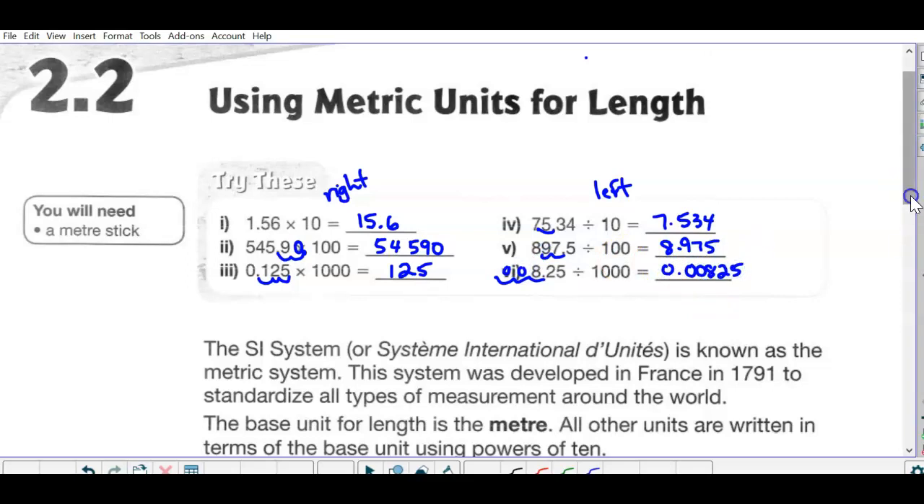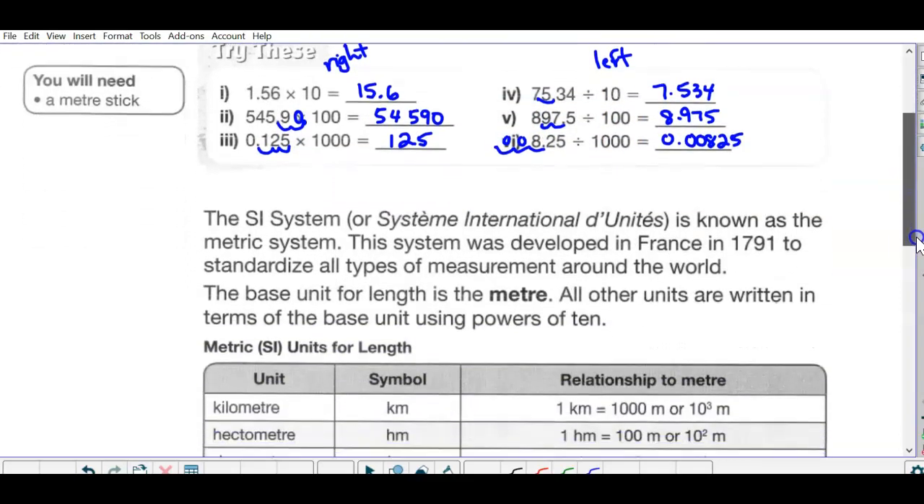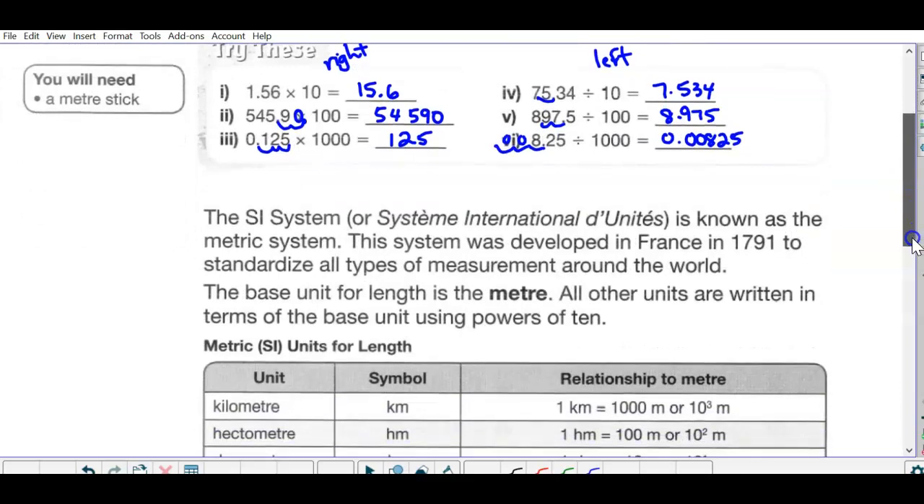Okay, so this metric system is really called the SI, Système International d'Unités. I'm not a French speaker, so pardon my bad accent. It was developed in France. In Europe, it's known as the metric system. The system developed in France in 1791 to standardize all types of measurements around the world.